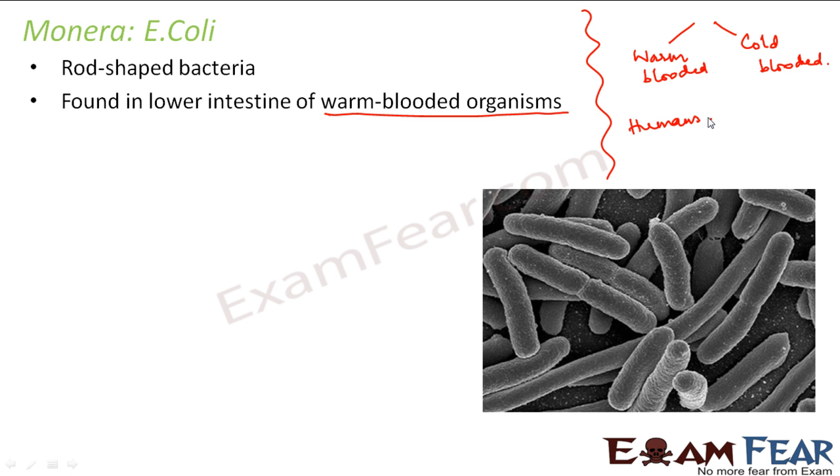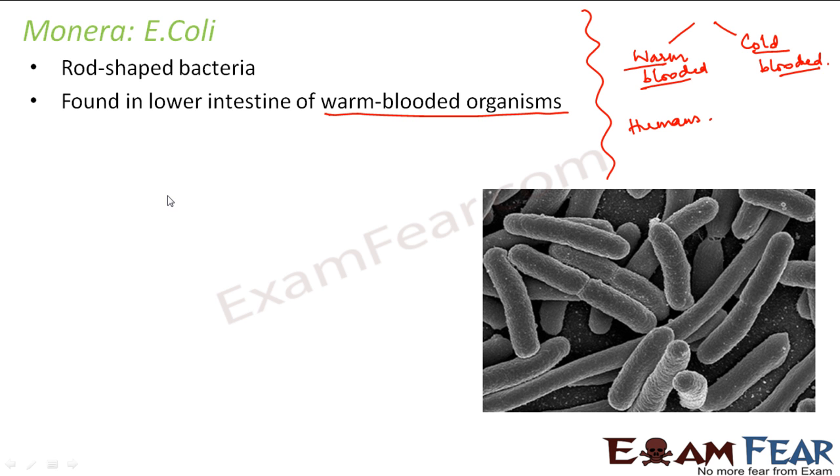So warm-blooded animals are those animals which will always try to maintain a constant temperature inside their body, irrespective of the external temperature. Whereas cold-blooded animals are those whose body temperature changes with the temperature outside. For example, if those organisms go to a cold climate, their body temperature becomes very low. If they go to a warm climate, their body temperature increases. So they are known as cold-blooded animals, right? So now you understand what are warm-blooded and what are cold-blooded.